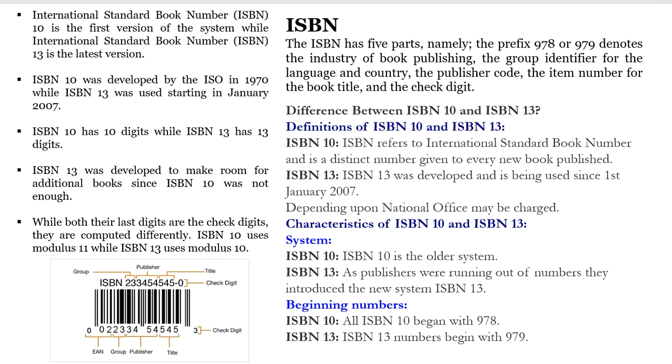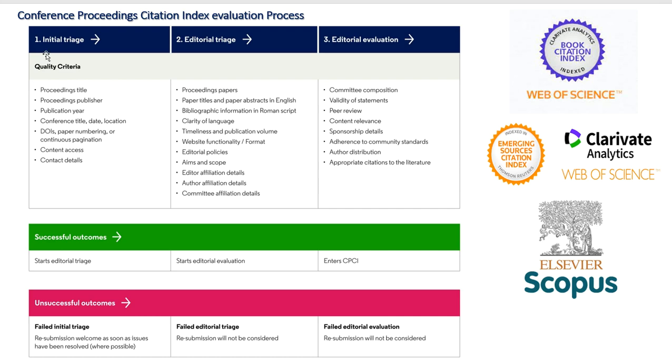Okay. Next, conference proceedings: citation, indexing, evaluation process. This is the conference citation evaluation process. Initial stage, quality criteria, and successful and unsuccessful outcomes. If you are sending your article, at the initial stage they check proceeding title, proceeding publisher, publishing year, conference title, date, location, DOI number, paper number or continuous pagination, and content access and content details.